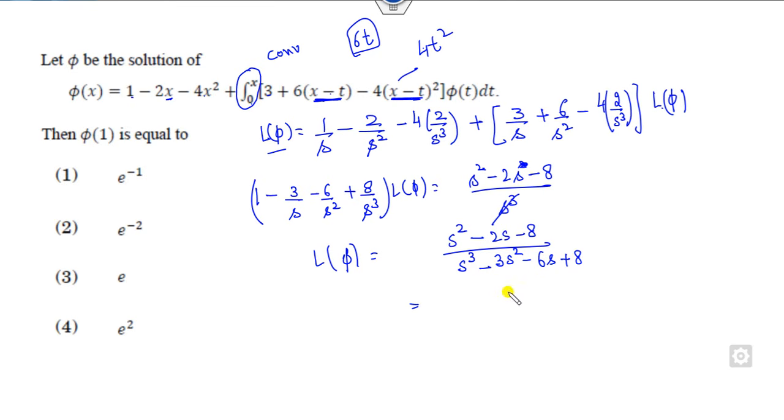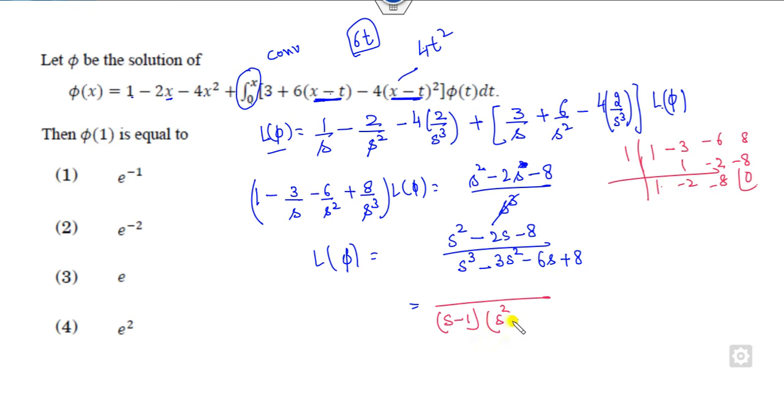Now how can you solve them? Clearly, in the denominator s minus 1 is a factor. So how can you divide them? I can use the Horner method. Minus 3, minus 6, 8. 1 is there. So 1, minus 2, minus 8, 0. So the denominator will be s square minus 2s minus 8. Denominator and numerator are the same, so it will be cancelled out.